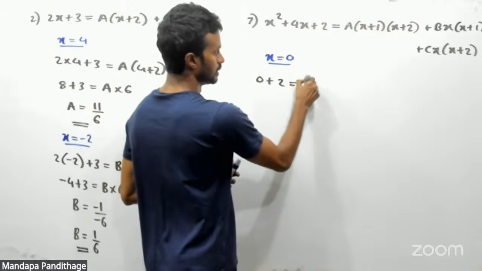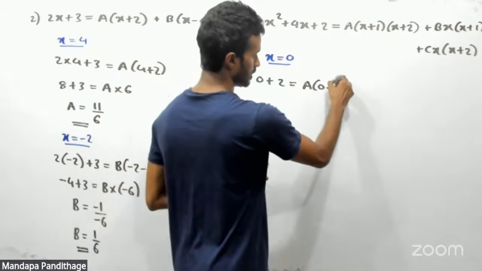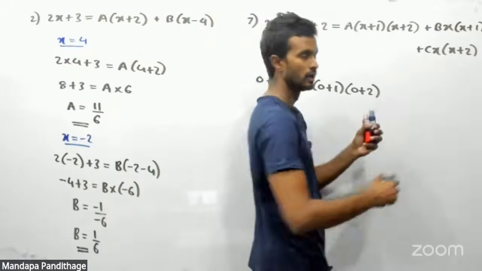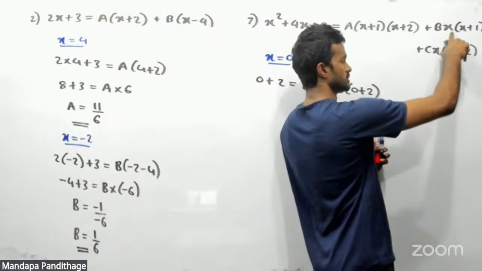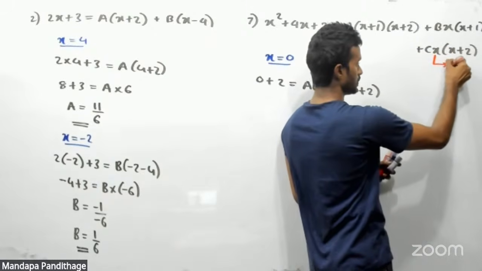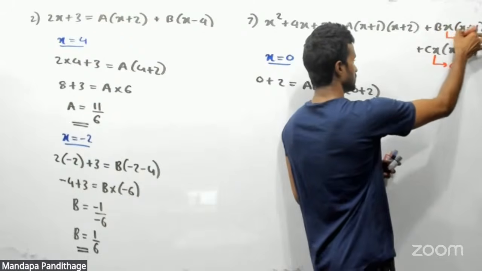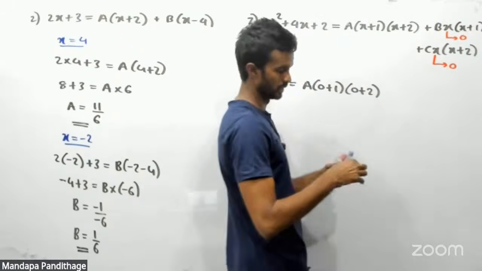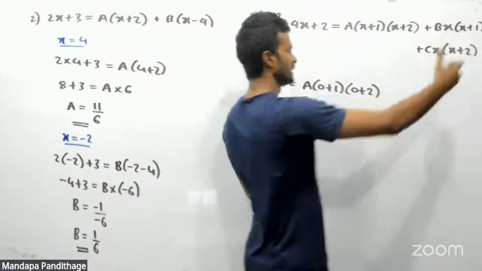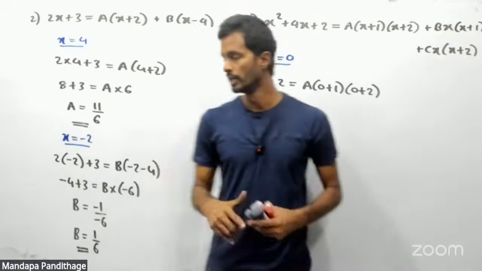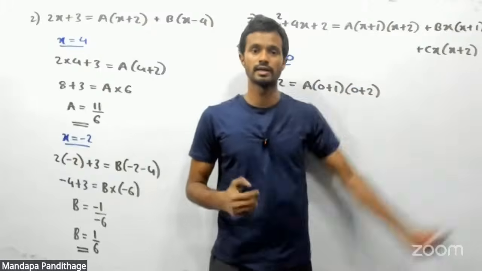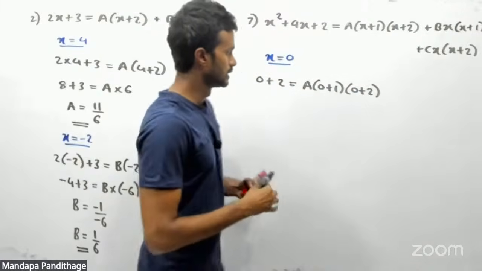So 2 equals a times (0 plus 1) and (0 plus 2). No need of writing these two because this becomes 0, and even this becomes 0. I'll just erase this, because these are not 0 for any x value. If you write the terms that become 0, you have to write two unnecessary terms. Don't do it. Okay, now let's simplify.